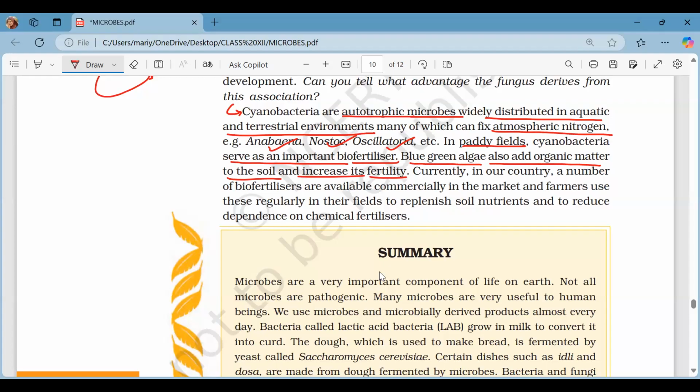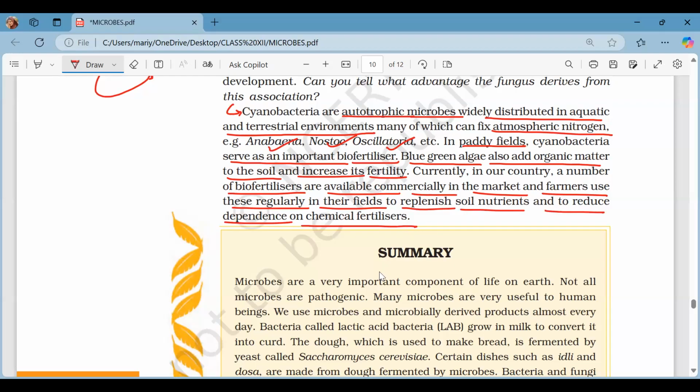Currently, in our country, a number of biofertilizers are available commercially in the market, and farmers use these regularly in their fields to replenish soil nutrients and to reduce the dependence on chemical fertilizers.